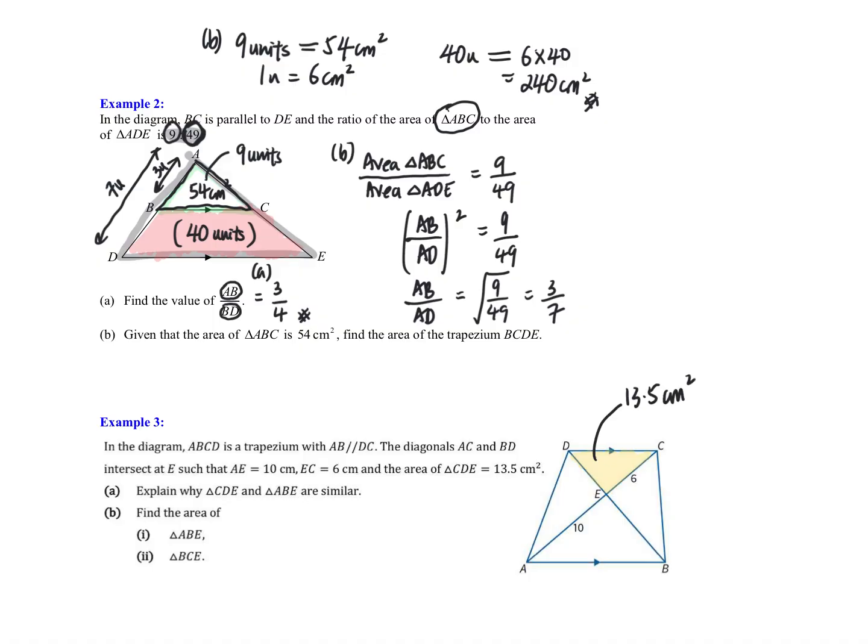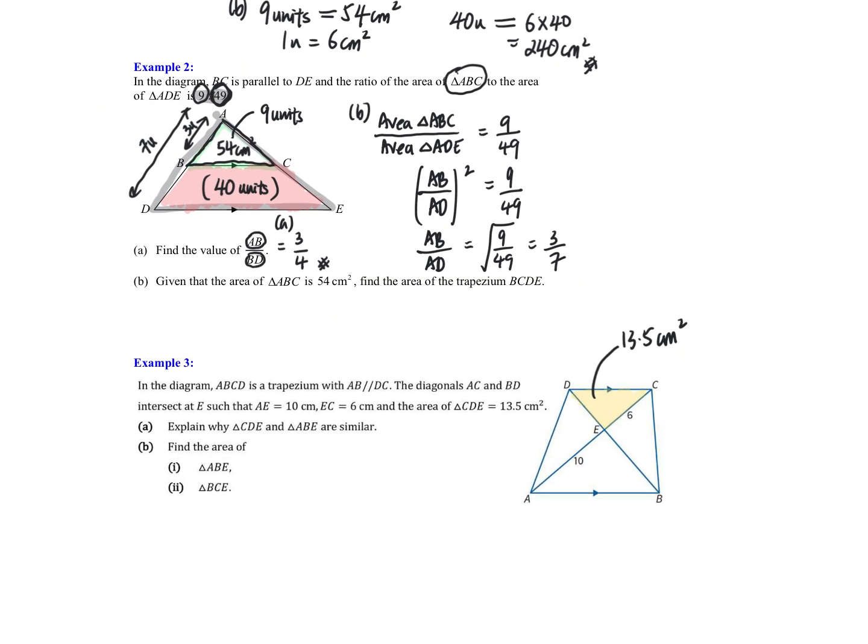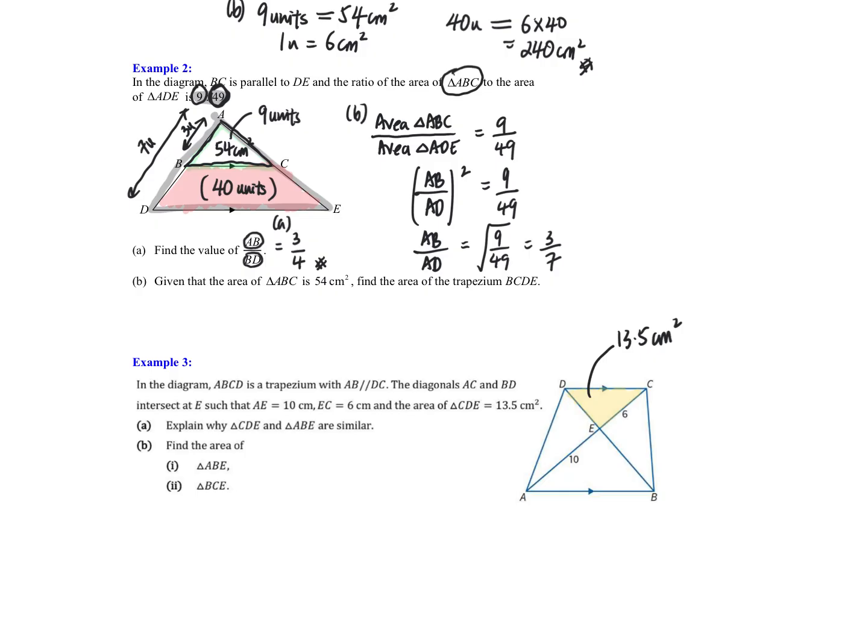So explain why CDE and ABE are similar. When they say explain, they're asking you to prove. So I want to prove that these two are similar. First thing first, these two angles are the same. Yes. So you can write for me. Follow the order. CED should be equal to AEB. All the angles are the same because of the parallel line.